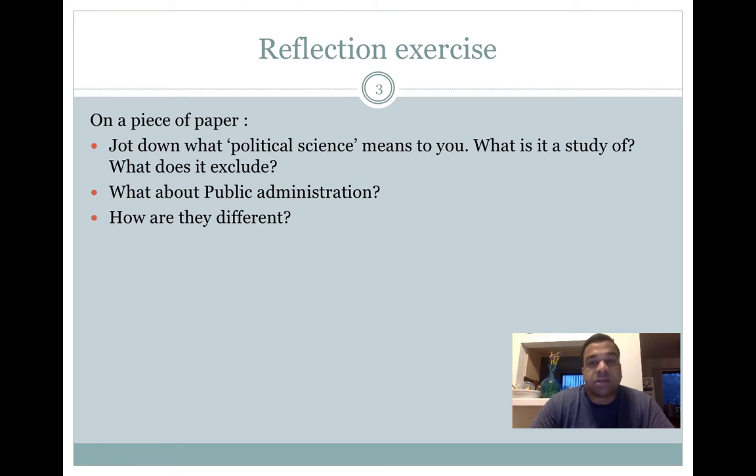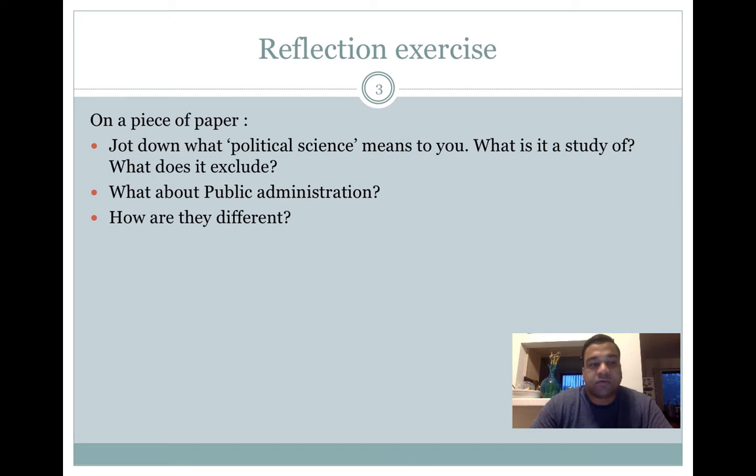Take a few minutes, and after you're done with this, jot down the same response for public administration. So what is it a study of, what does it include, and what does it exclude, and how do you think they're different, like what makes them different? So this is your perception of both the fields. It doesn't have to be an accurate or definite answer.